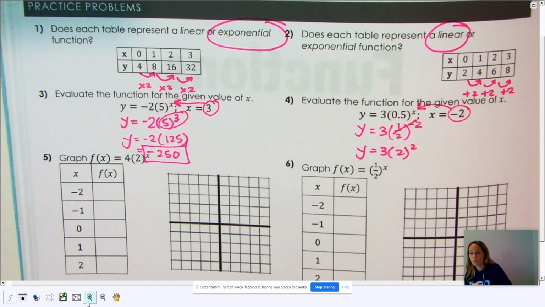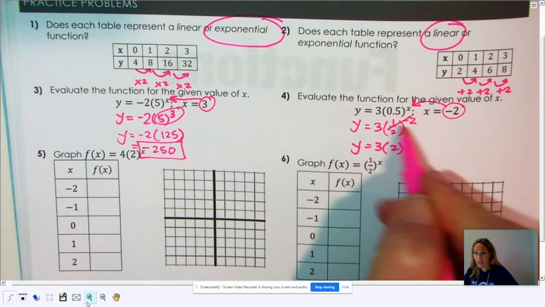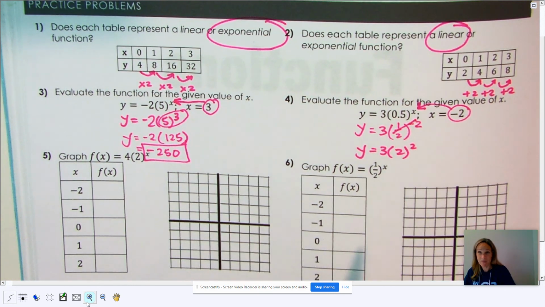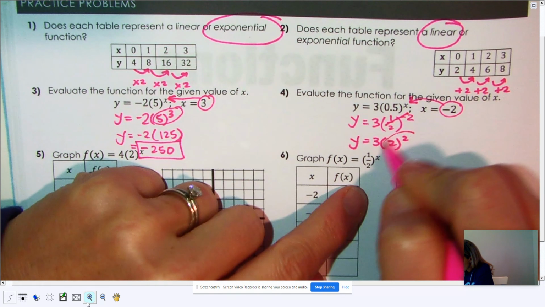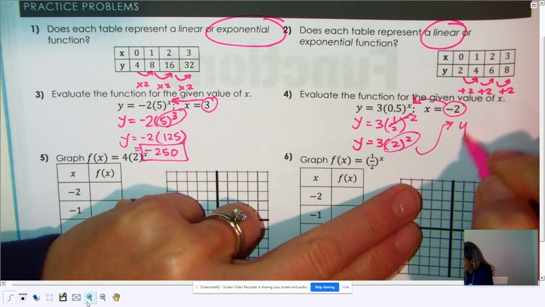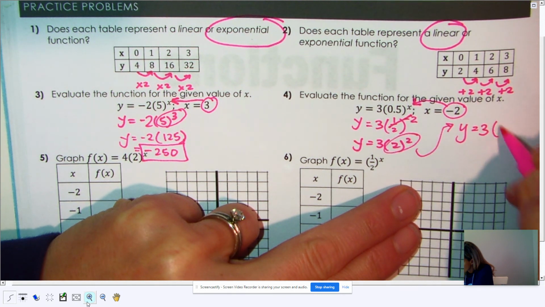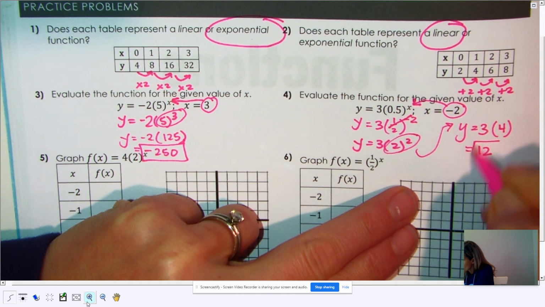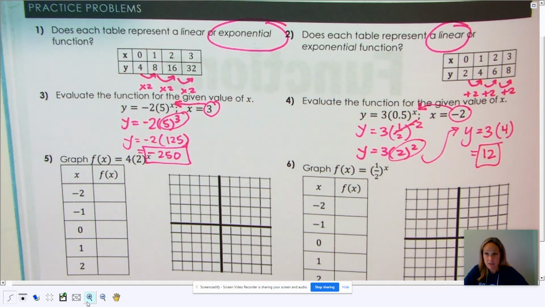You can't cross them out like that, but really they are inverse operations on each other, okay? And so what we did was we divided by a fraction, which is the same thing as multiply. So then I have to do the exponent first. So I have y is equal to 3 times 4, which is 12. So the function equals 12 when x equals -2.